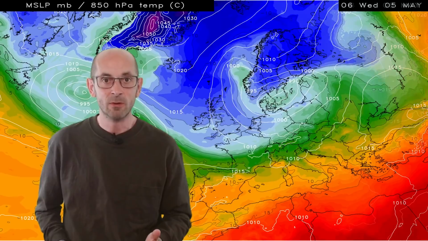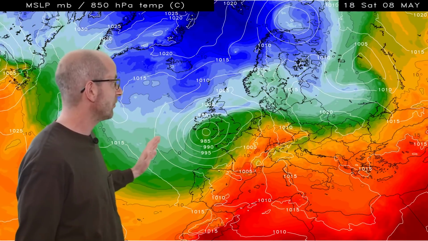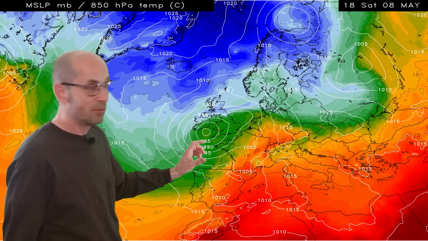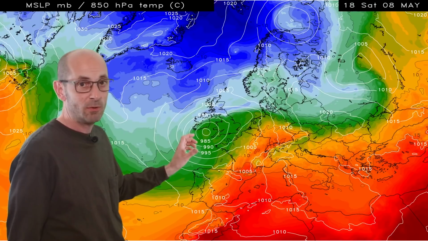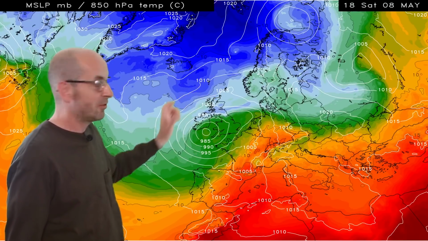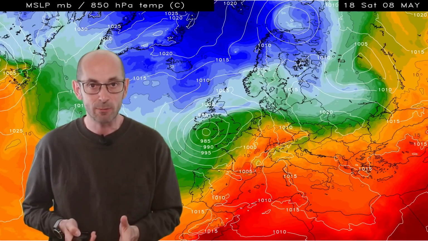Pretty chilly still. By Saturday the 8th of May, another area of low pressure is moving across the southern half of the country. Greens there are showing a less cold air mass associated with it, with the blues on its northern edge. But with cloud, wind and rain around, it wouldn't be feeling particularly warm anywhere. So the first week, not really looking very seasonal at all, but more rain in most of the country than there has been in recent times.